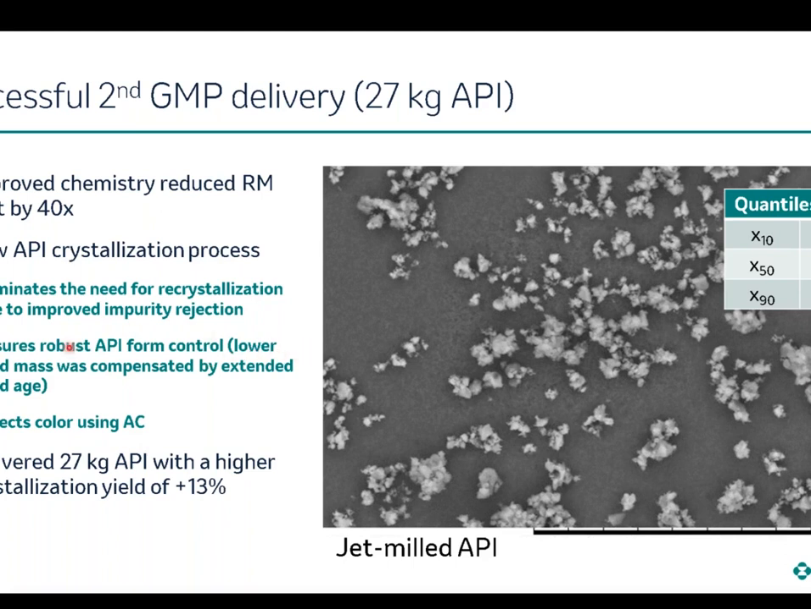And the form control has been improved via the process development work and an optimized seeding strategy. And so we've managed to lower the seed mass, but then have an extended seed age to optimize for this, and delivered 27 kg of API with an improved crystallization yield of only 13%. This was jet milled again to give the required particle size.